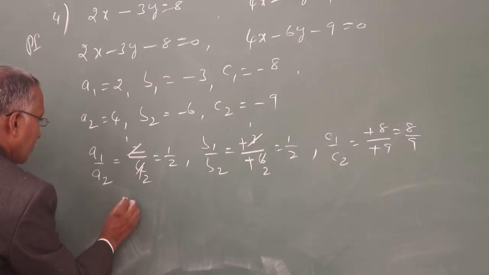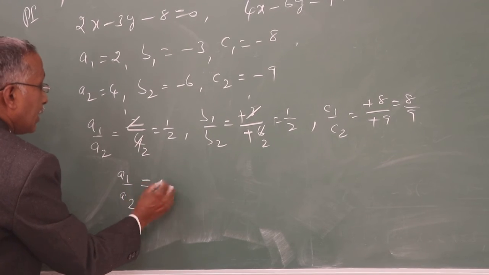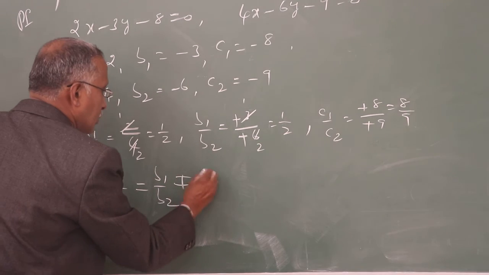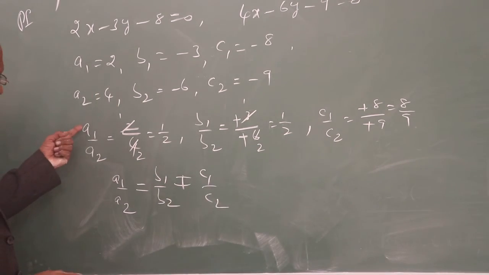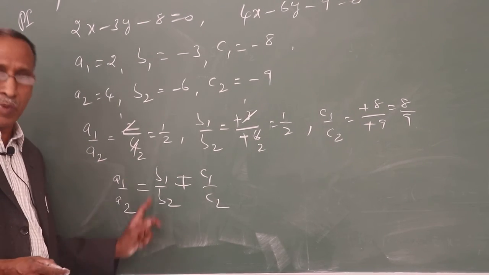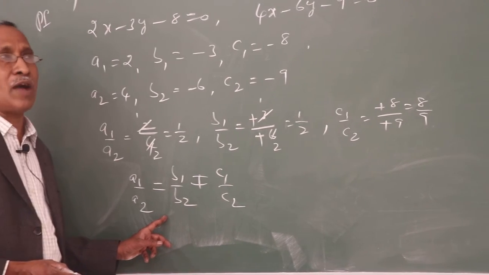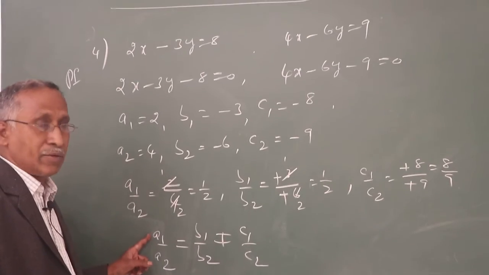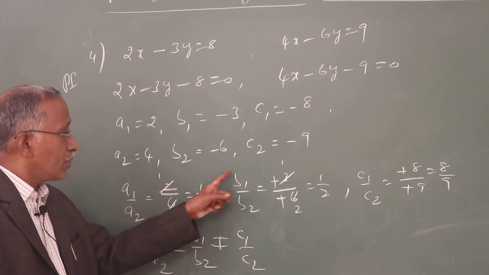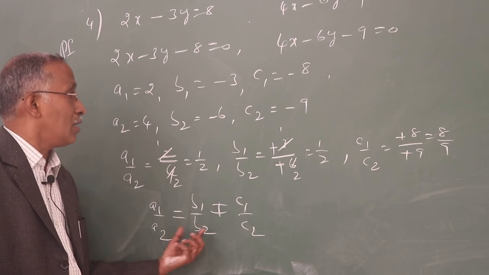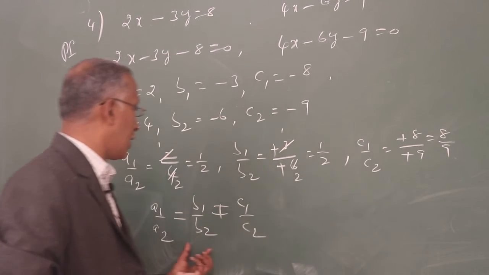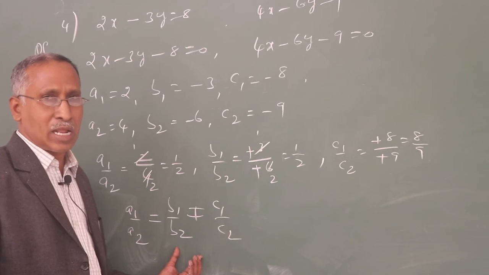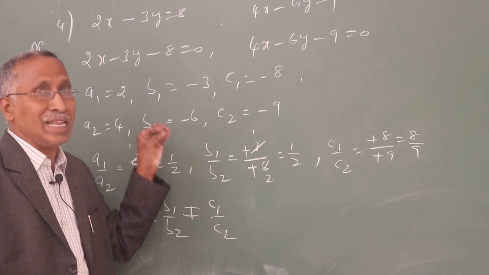You know very well that A1 by A2 is equal to B1 by B2, which is not equal to C1 by C2. Why? In the previous sum, A1 by A2 was not equal to B1 by B2, therefore they have a unique solution. Those lines are intersecting lines. Here the condition is that A1 by A2 is 1 by 2, B1 by B2 is 1 by 2, both are equal, but it is not equal to 8 by 9. Therefore, these two lines are parallel. There is no solution. Therefore, these lines are inconsistent.